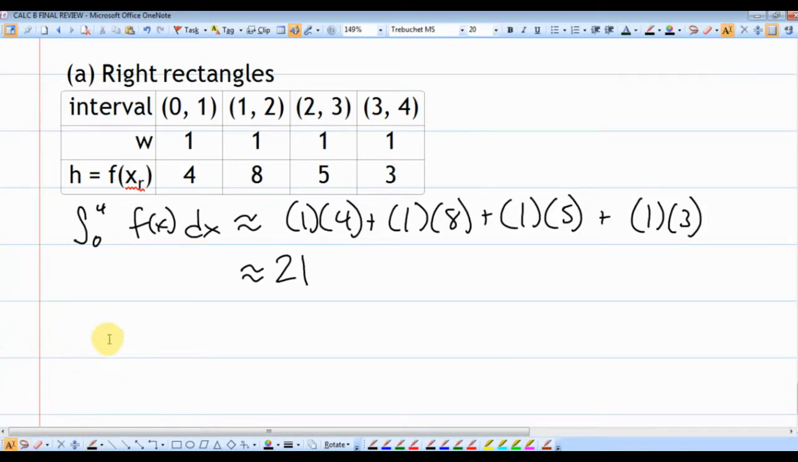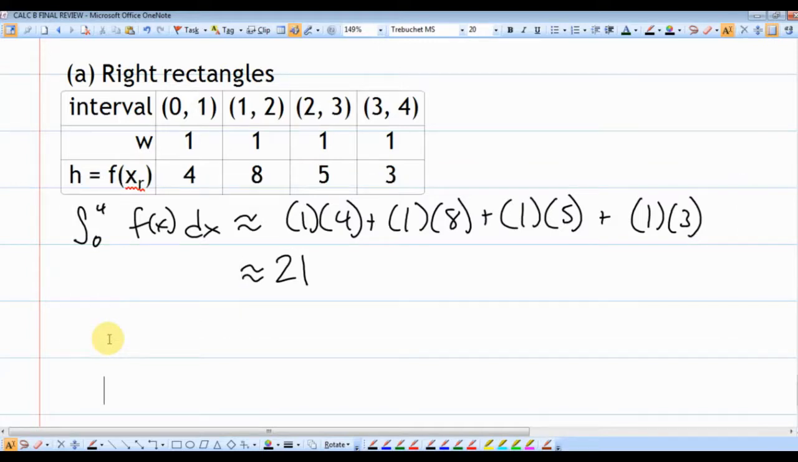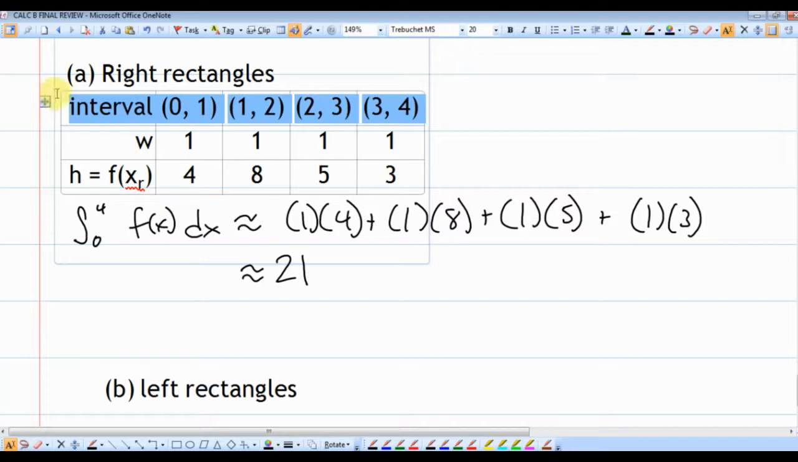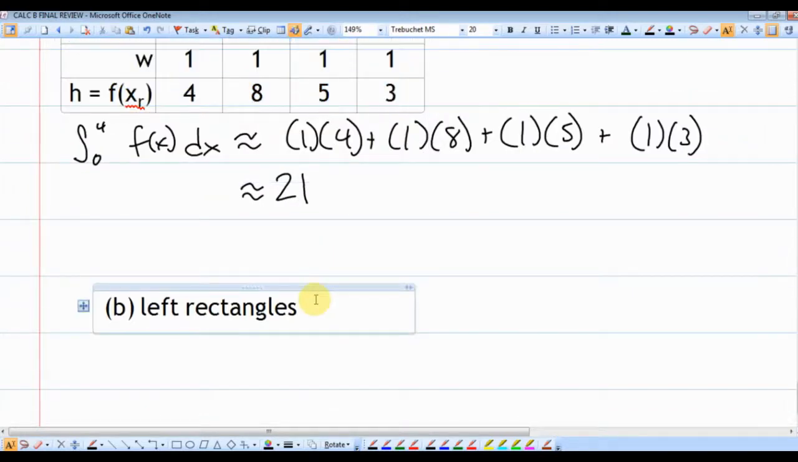B, left rectangles. No, left rectangles. What? B, left rectangles. No. Yeah, no. Gonna get all of you. What happened?